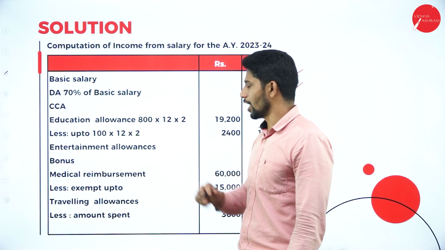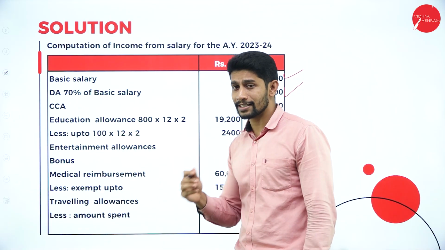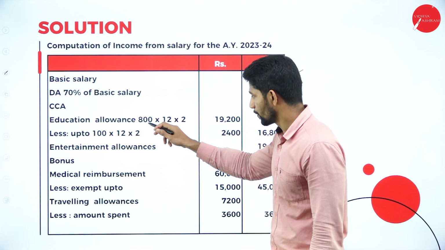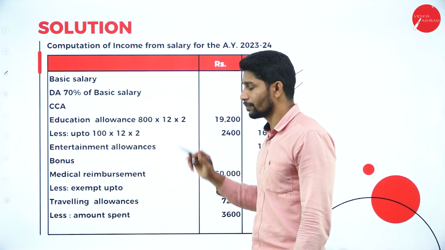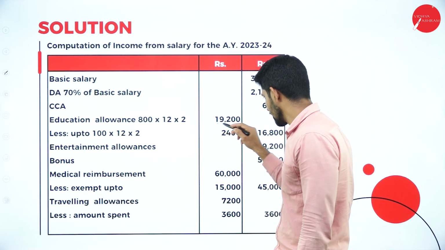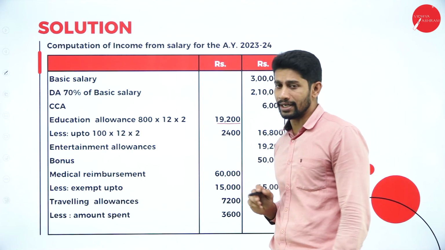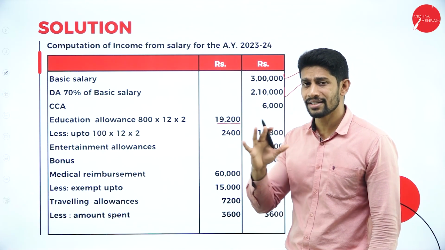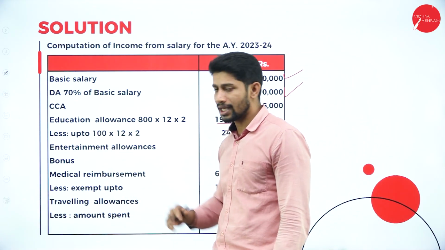Next, educational allowances. How much is being provided? The employer is providing 800 rupees for 2 children for 12 months. How much will you get? It is 19,200. He is providing 19,200, but what is the standard exemption we have under income tax rules?